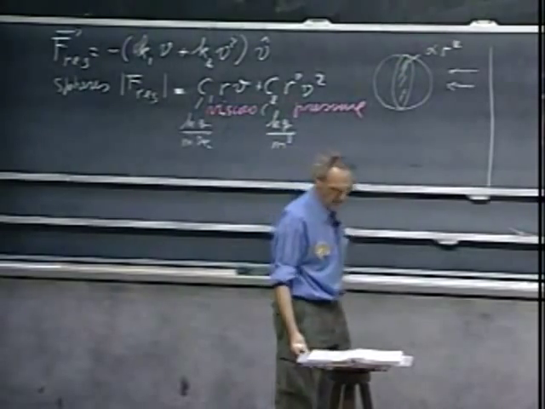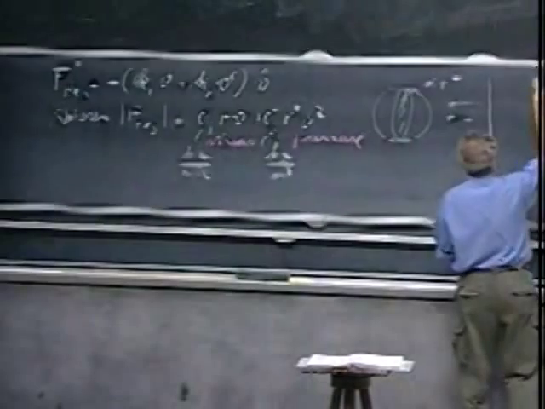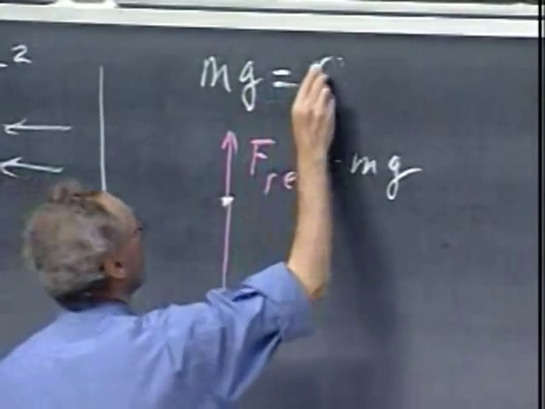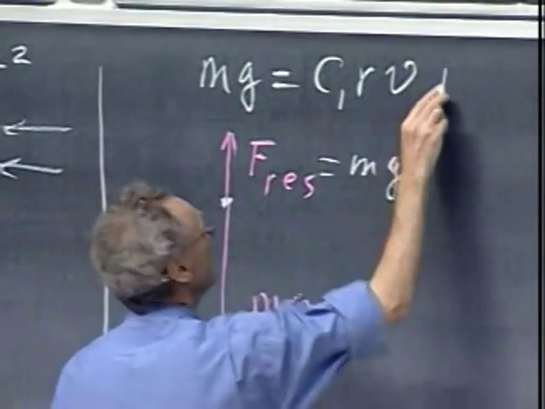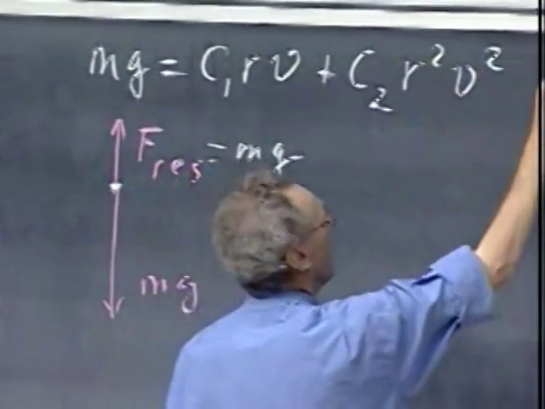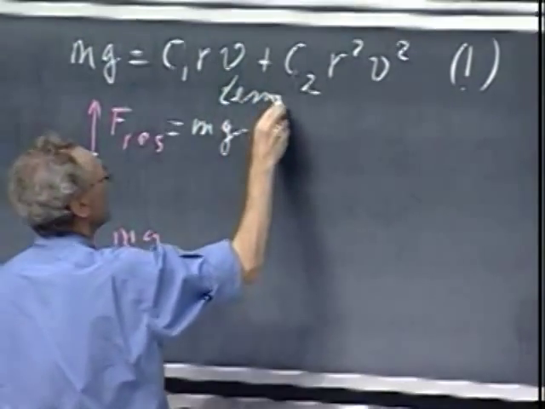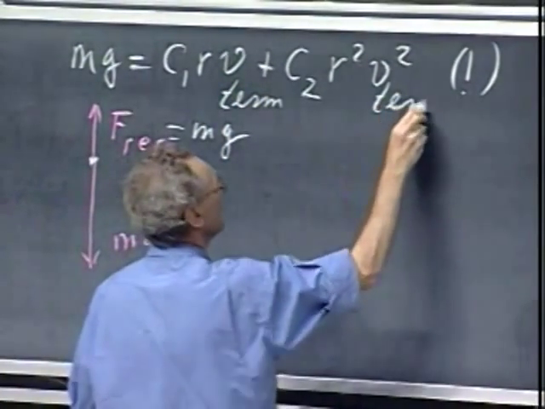And that will be the case when mg equals c1 r v plus c2 r squared v squared. And then we have here the terminal velocity.